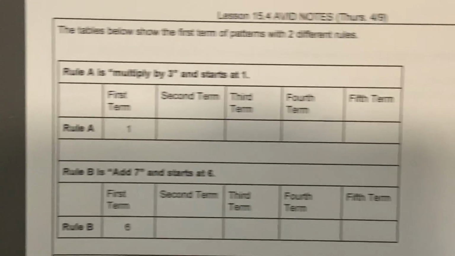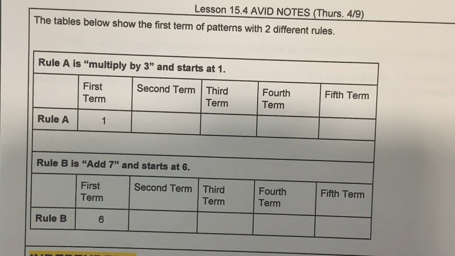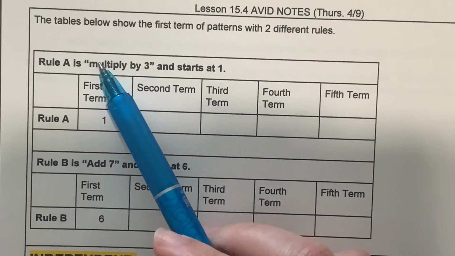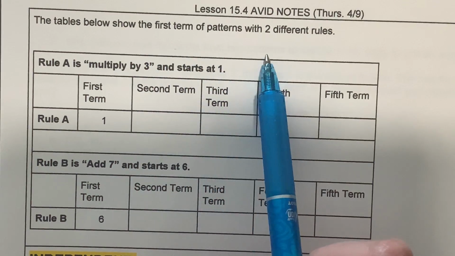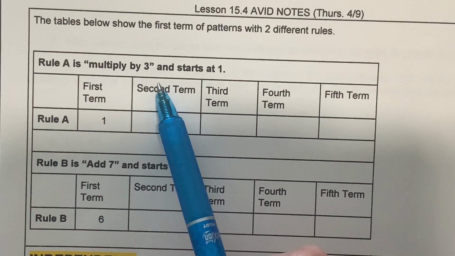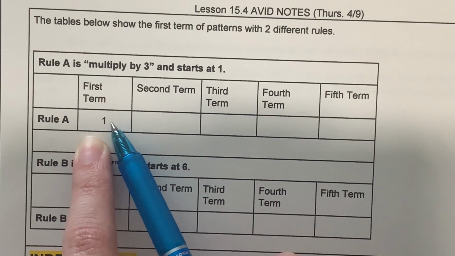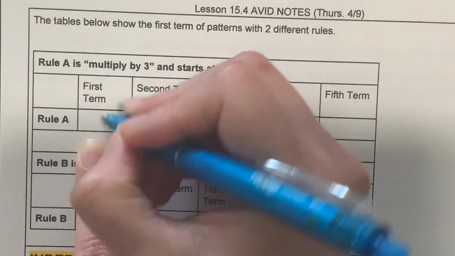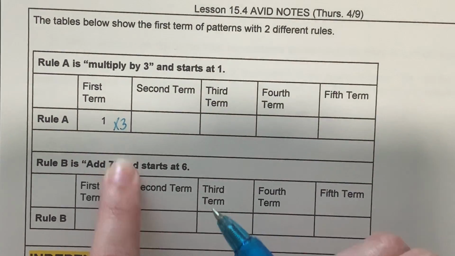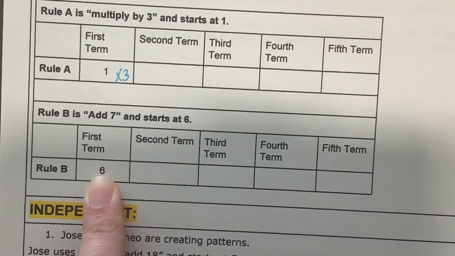All right, this one is similar to what we've done before. It just looks a little bit different. Here they have 2 tables for you. The tables below show the first term of patterns with 2 different rules. So rule A is to multiply by 3 and starts at 1. So they wrote that for you. Starts at 1, the first term, and the rule is to multiply by 3. And then rule B is to add 7 and starts at 6.